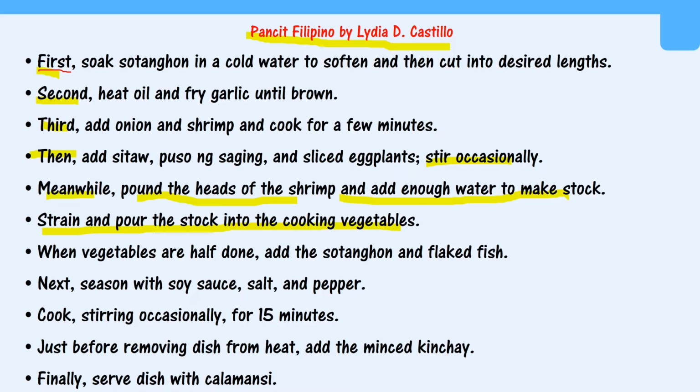When vegetables are half done, add the sotanghon and flaked fish. Next, season with soy sauce, salt, and pepper. Cook, stirring occasionally for 15 minutes. Just before removing dish from heat, add the minced kinchay. Finally, serve dish with calamansi.